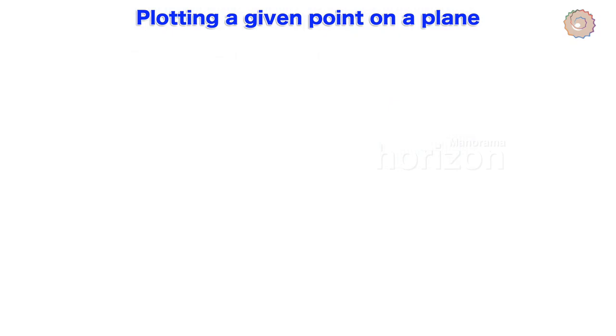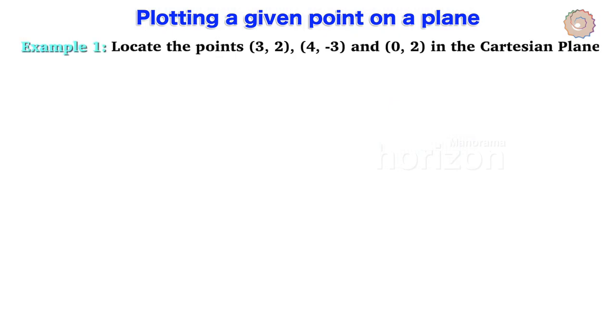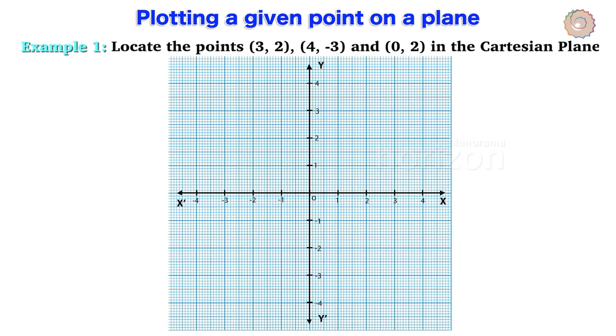Let's work out a problem. Locate the points (3, 2), (4, -3) and (0, 2) in the Cartesian plane. On a graph sheet, draw the xy plane and mark the coordinates with unit distance between them. Now let's mark (3, 2). So from the origin, move 3 units along the positive x-axis to locate 3. Then move 2 units along the positive y-axis to get (3, 2).